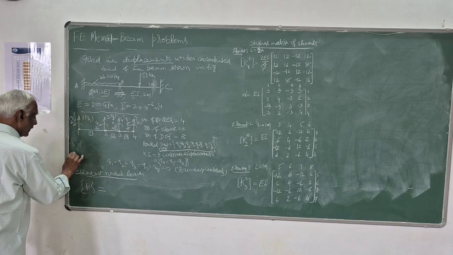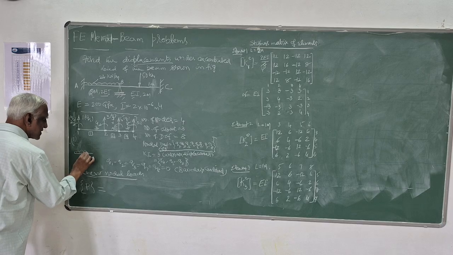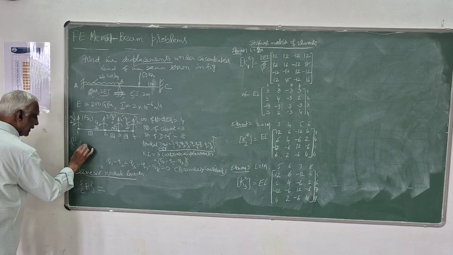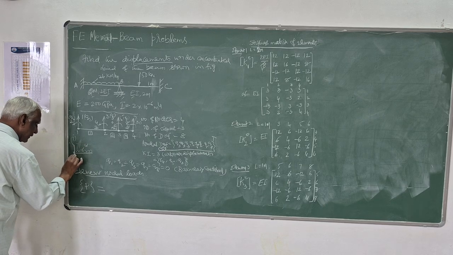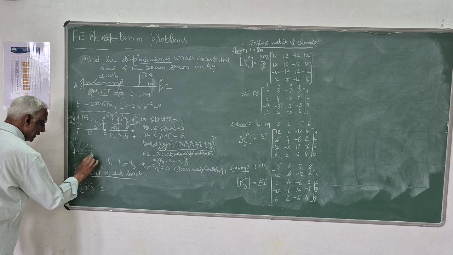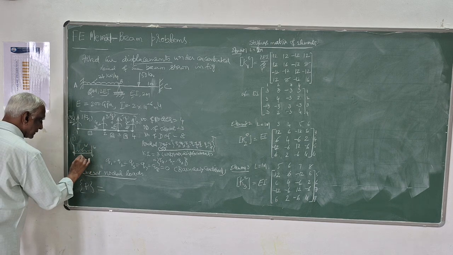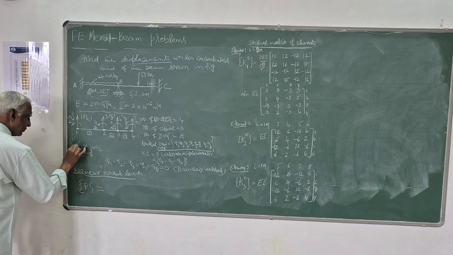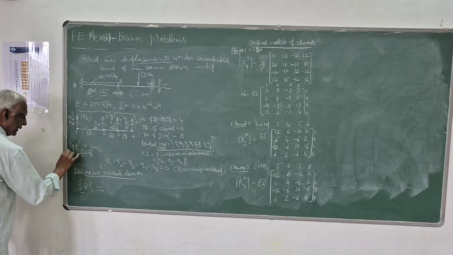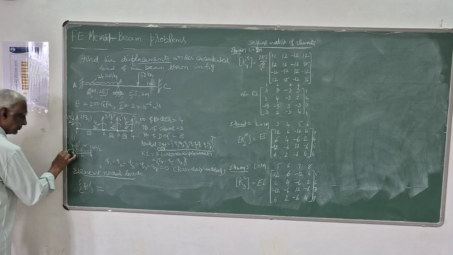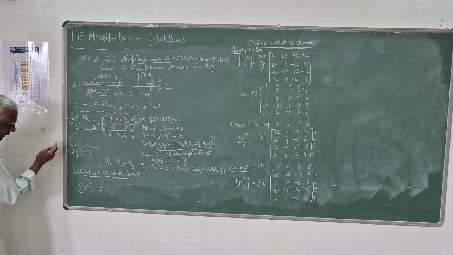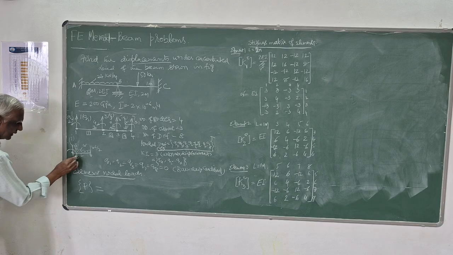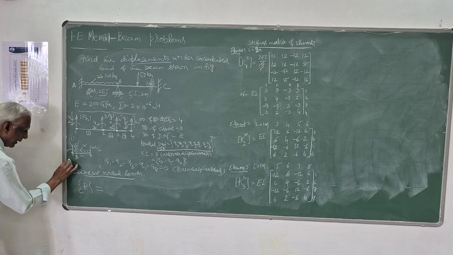Whenever you have a uniform surface load, UDL, of intensity W, the equivalent loads will be like this, in the direction of the load. The length is L and this is WL by 2. This will be WL by 2. Then this moment will be acting in the clockwise direction like this. That is WL squared by 12.